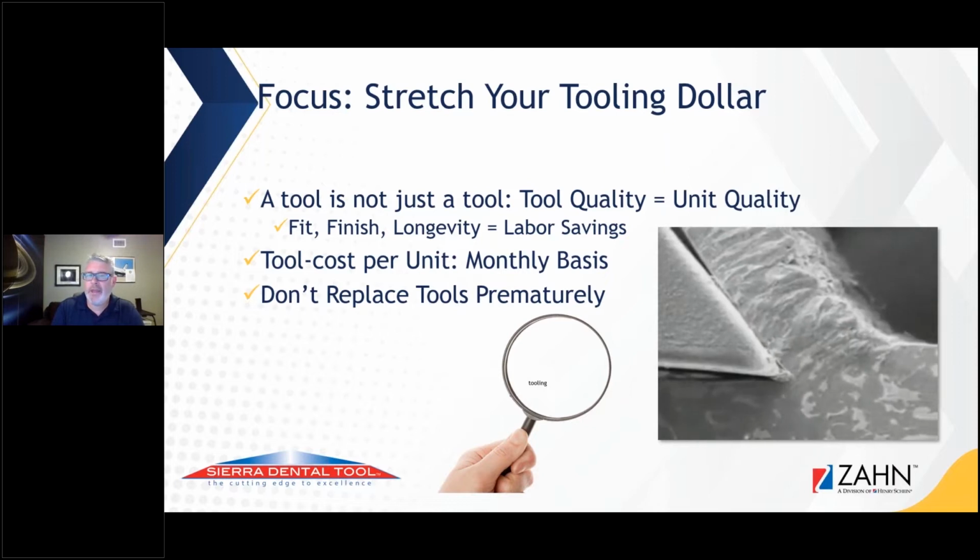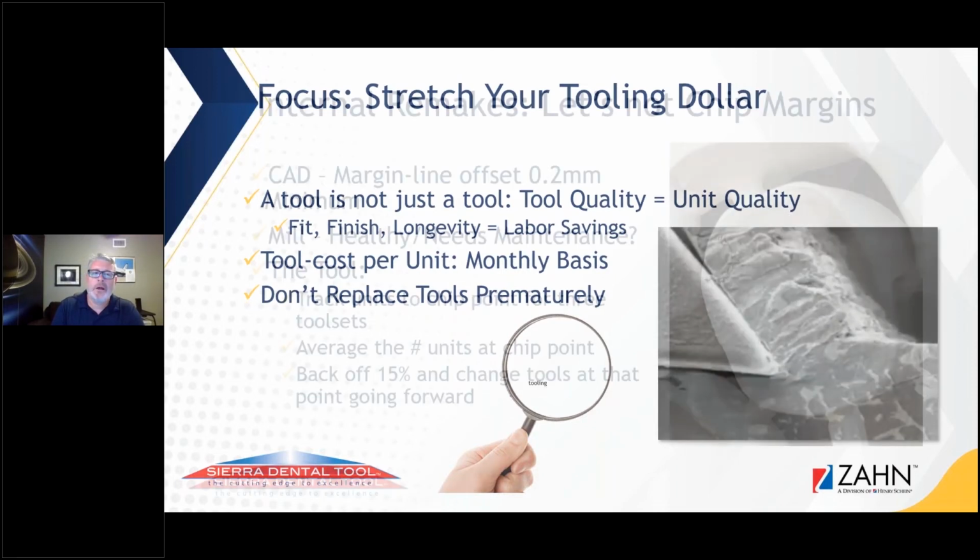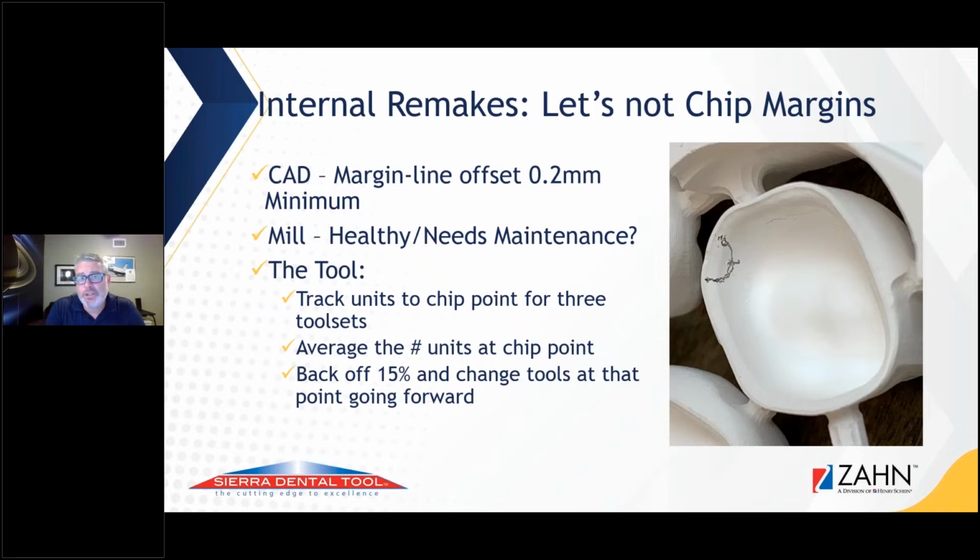Internal remakes are a big, big money loser for labs. The big thing here is chip margins. You'll get that first in most situations, or a surface texture issue as well. So if you start getting chips, of course, take the tools out, clean them, and look with a microscope to make sure the tools look good and see what caused it. See if it's the 1mm. Look at the simulation to make sure that's not causing any issues as well, because there might be a weird design aspect where the margin offset is not at 0.2mm, it's at 0.1, or there's a feather edge that happened.